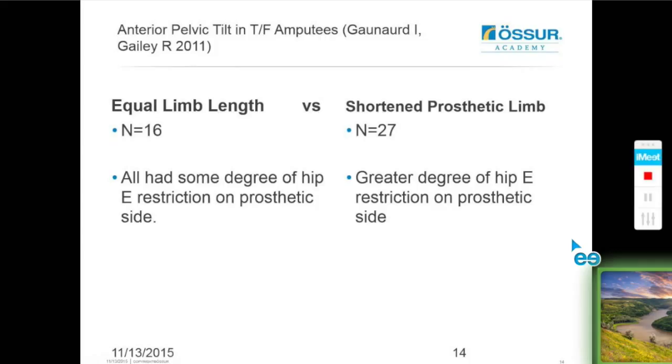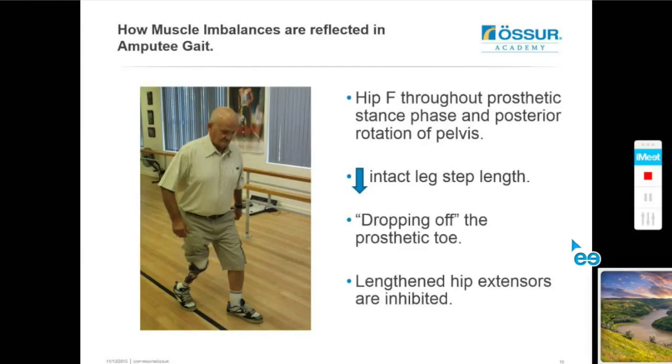And we know that if we shorten the prosthesis excessively, that's going to predispose to back problems and arthritis of the lumbar spine. So we do want to try and limit the degree to which we shorten the prosthesis.